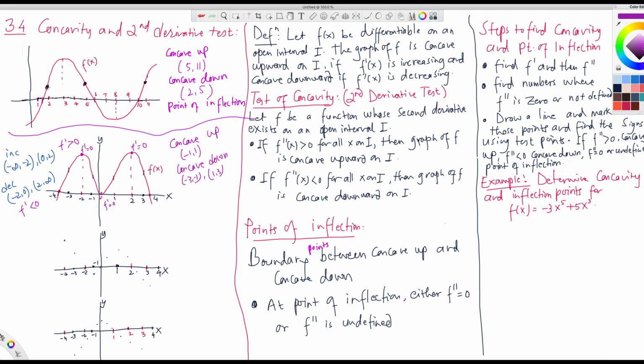Look at these dots. These dots in the first graph are basically the boundary between concave up and concave down. You see that? And this dot is also on the left side, it is concave down, on the right side it is concave up, and this point. So these points are the boundary between concave up and concave down. We call them point of inflection. So what I want to write is x equals 2, 5 and 11 are the points of inflection in this case, because they are the boundary between concave up and concave down.